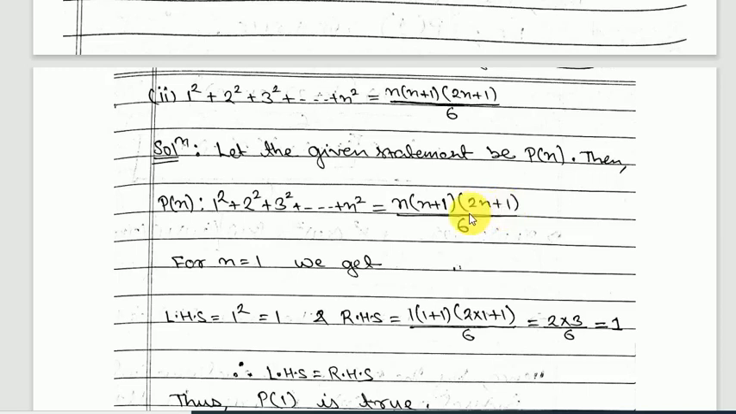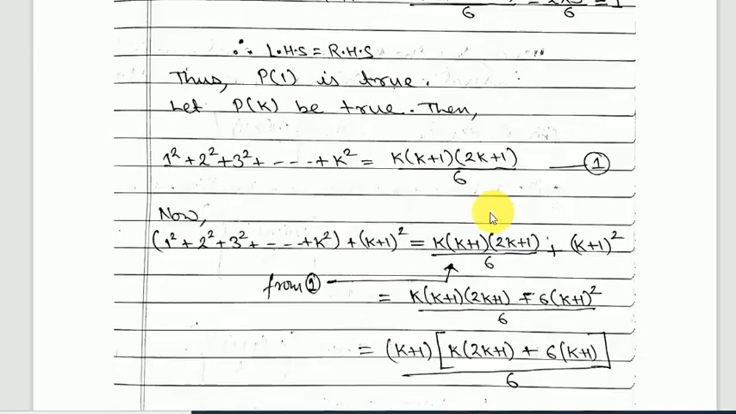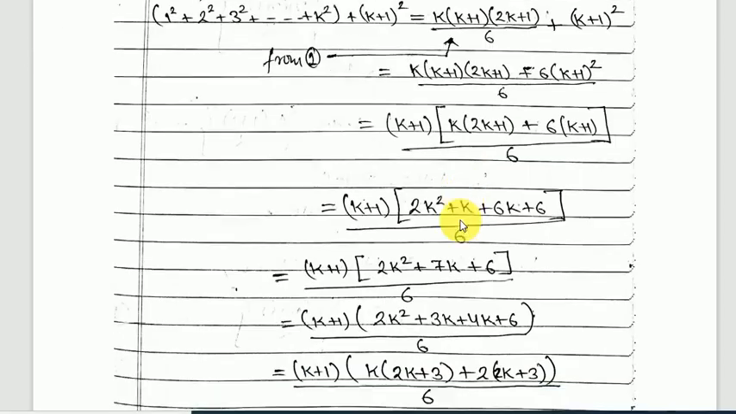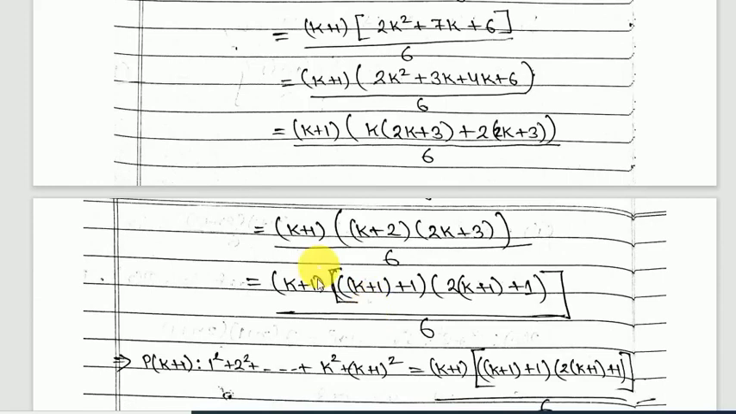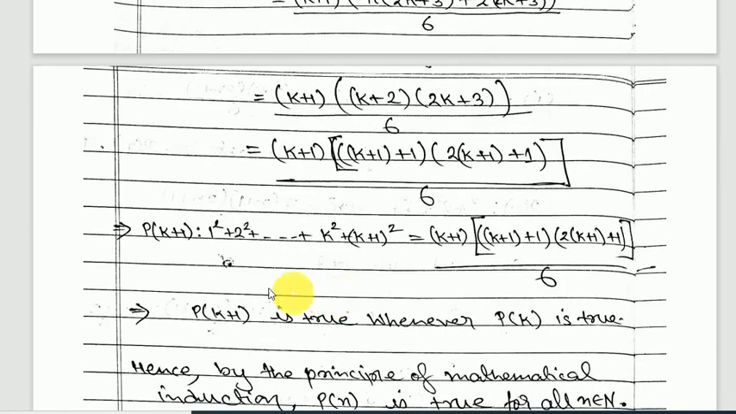So if I have the last term K plus 1, then in bracket K plus 1 plus 1, then inside this bracket I should have 2 times K plus 1 plus 1, yes. And here you can see that you have been able to write it in that form. That means this statement is true for K plus 1.